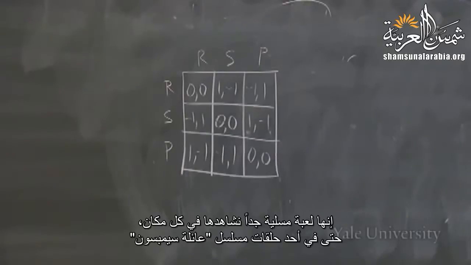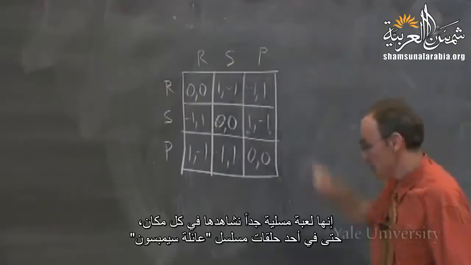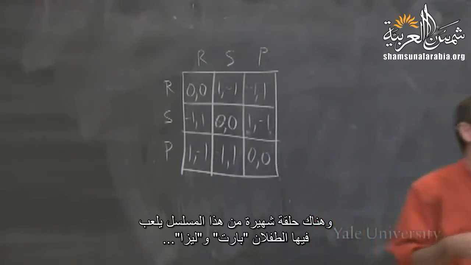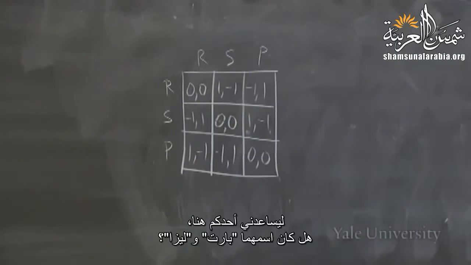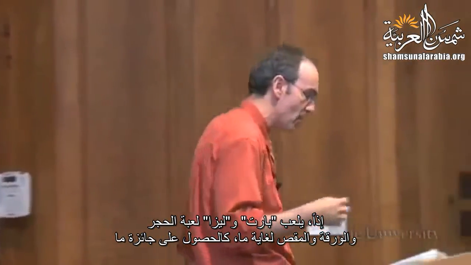So this is quite a fun game, and it occurs all over the place. It occurs even in episodes of The Simpsons. So there's, I guess by now, a famous episode of The Simpsons in which the kids, who are, I guess, Bart and Lisa, is that right? Somebody help me out here. Bart and Lisa, is that what they're called? Yeah, so Bart and Lisa are playing rock, paper, scissors for some purpose, to allocate some prize.